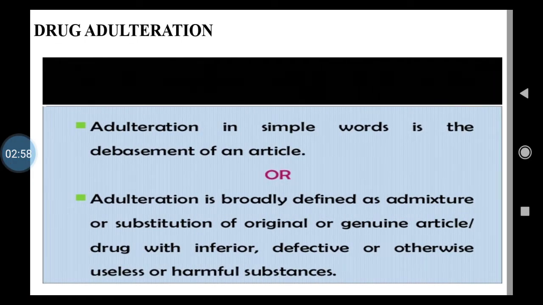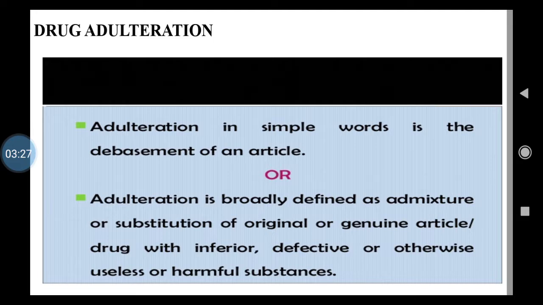The other simple definition which is given in the textbook also, you can go through the textbook while listening to this video. So we can say adulteration is a debasement of an article. It is a simple meaning. Debasement of article. Article means any substance. Here we mean drug, crude drug, which is obtained from natural source.